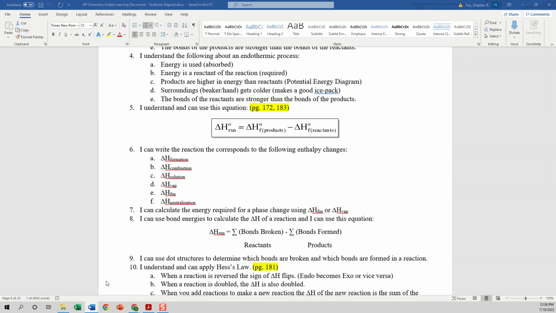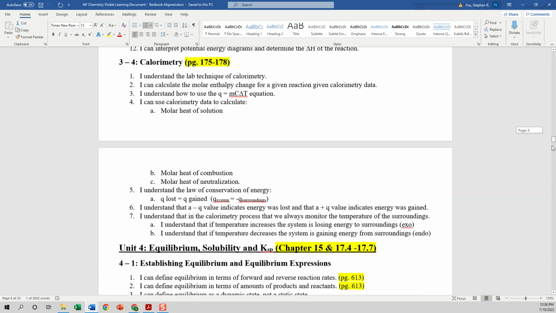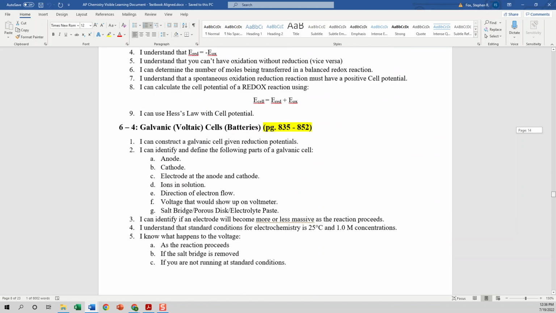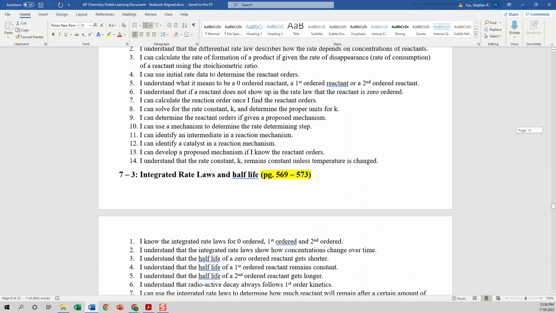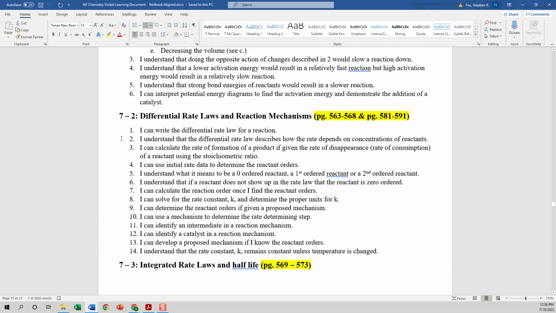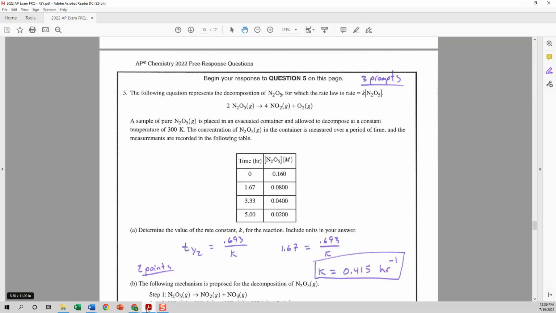So real quick, if we go to Unit 7 and we go to 7-2, you'll notice there's a lot of subcategories here. So it's 7-2, but there's 14 different objectives under 7-2. So it's no surprise that there's a lot of questions just from 7-2. All right, so let's go to the question itself.